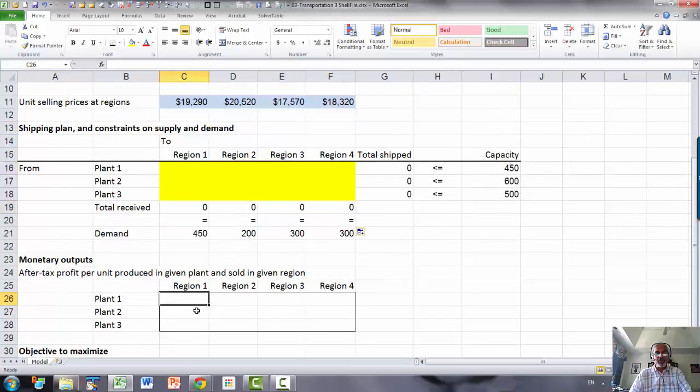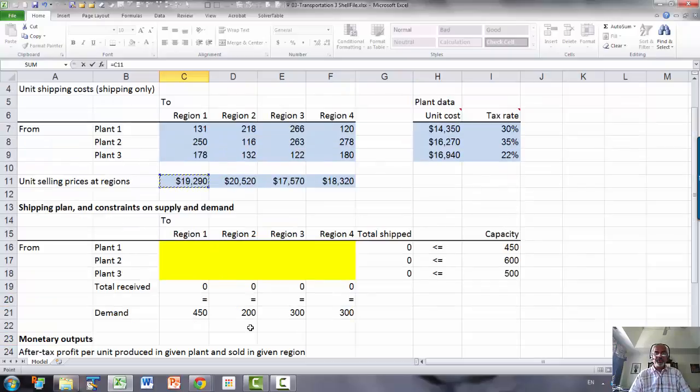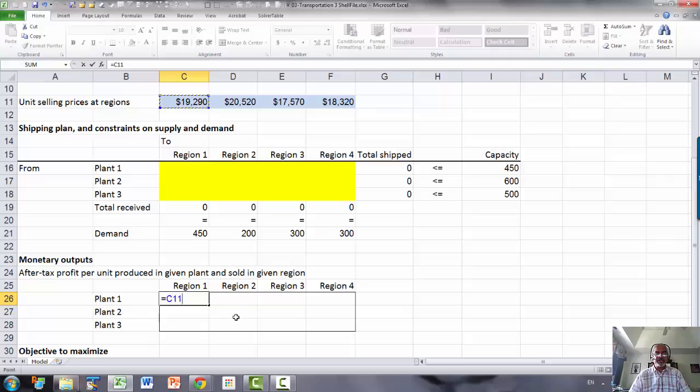Now we have to figure out what would be the after-tax profit per unit for each transportation, and then we can multiply this with that. That will give us the after-tax profit. So here we start with the selling price. Now remember we have to copy this formula for the rest of the cells, so we have to use absolute referencing in a judicious way. When we copy down to the different plants, the price should remain the same, which means the row should remain the same. But when you copy across to the different regions, then the price should change to different columns. So the row remains the same, the column should change, so the dollar sign should go to the row.